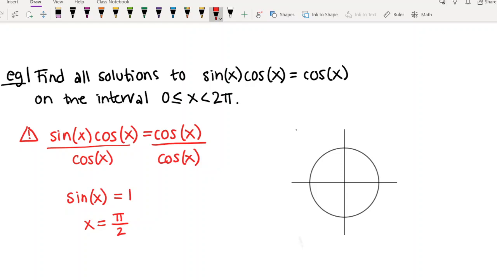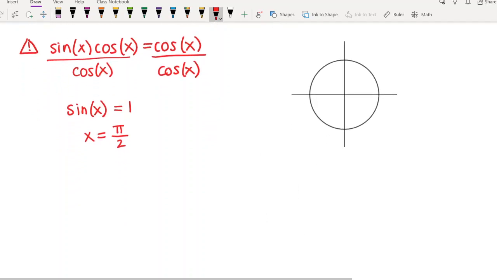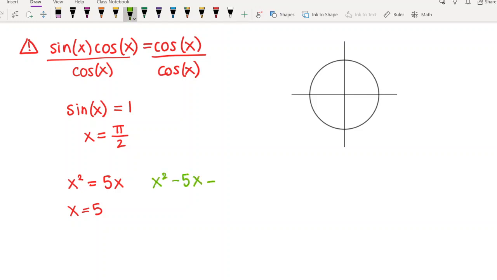It's kind of like, just to give an analogy, if you were solving something like x squared is equal to 5x. If you were to divide both sides by x, you would just end up with x is equal to 5. But that's not the only solution to this equation. So the correct way to do this equation would be to subtract 5x from both sides, because then you can factor out x.